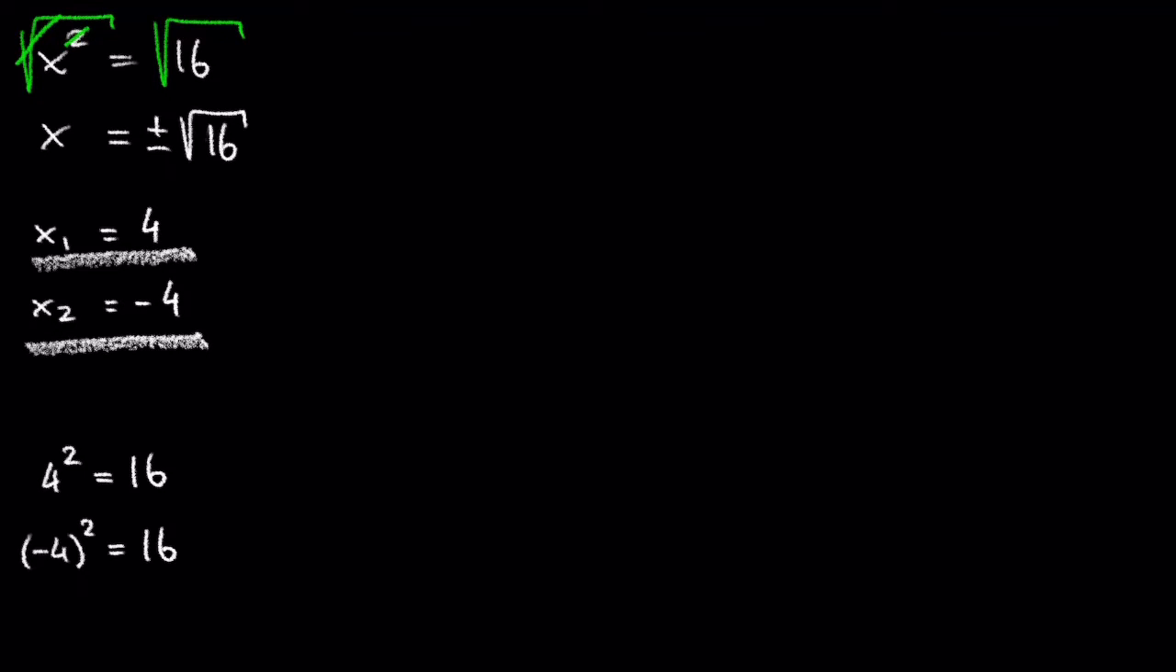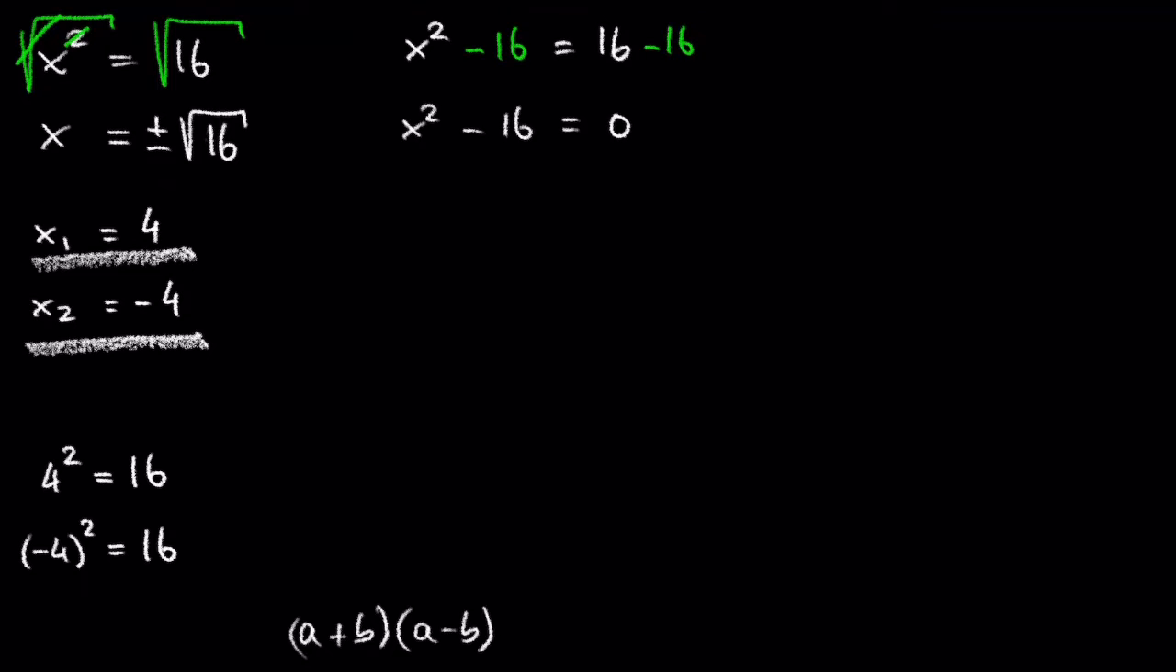But how can we solve this equation with factoring? We just have to subtract 16 on each side to get x squared minus 16 equals 0. This is exactly the same form as in the third binomial formula, which is a plus b in parentheses times a minus b in parentheses equals a squared minus b squared.